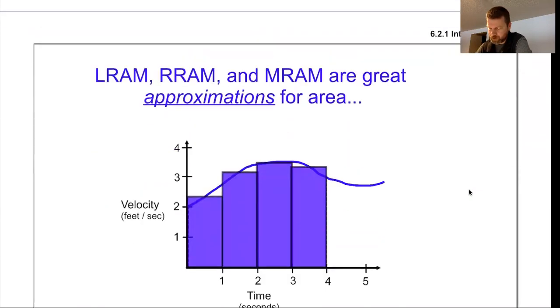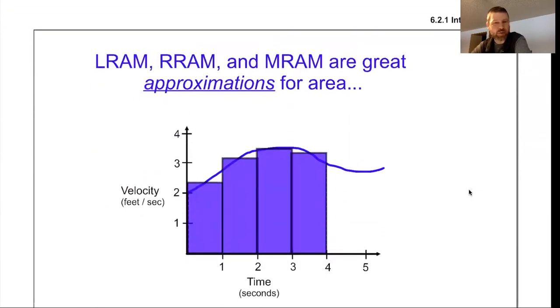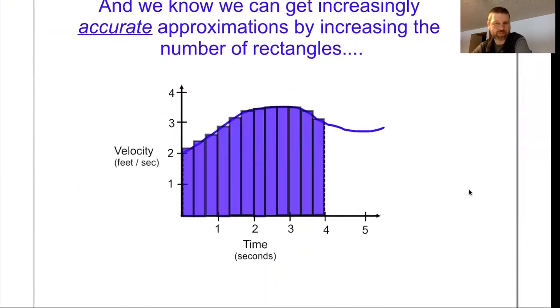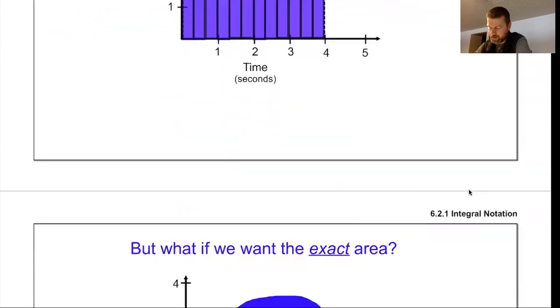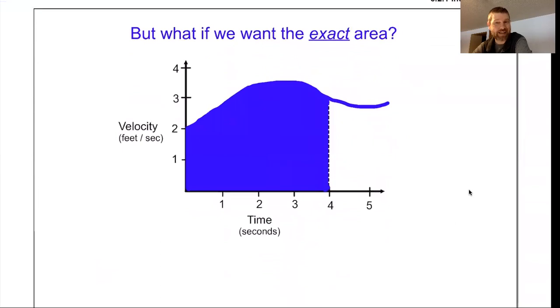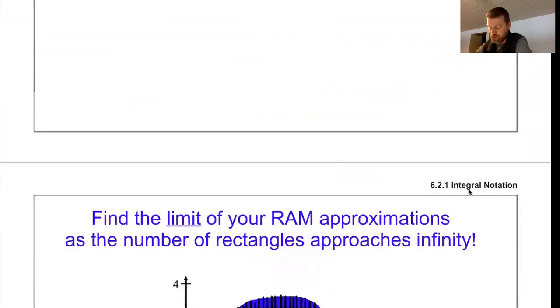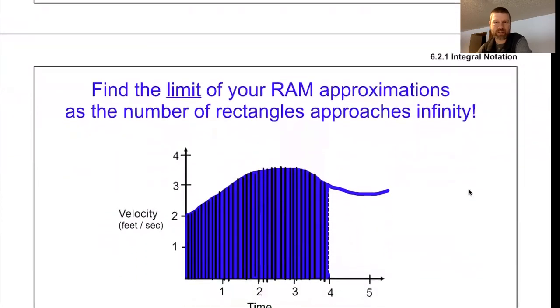So here's where we're going to start off right away. We learned this a little bit ago. LRAM, RRAM, and MRAM are great approximations for area under a curve. If we want that approximation to be more accurate, we just use more rectangles, right? If we want exact area, however, we got to use a whole lot of rectangles. In fact, we got to use an infinite number of rectangles.